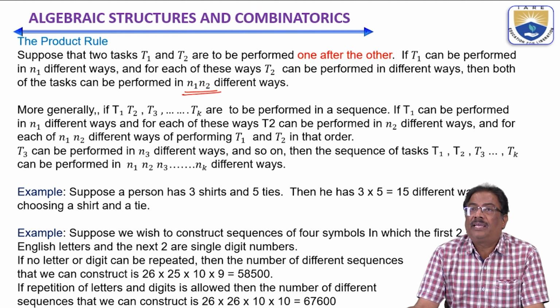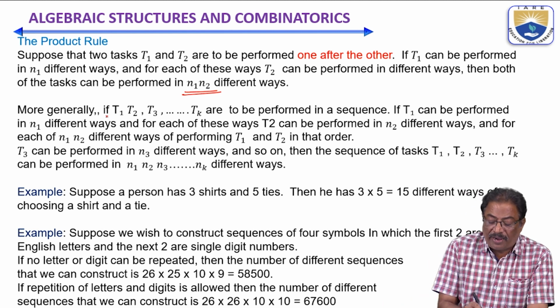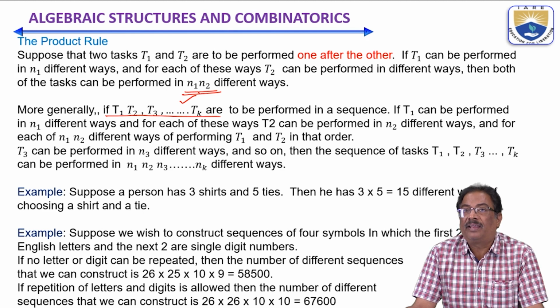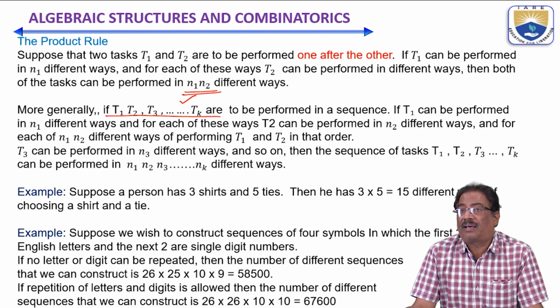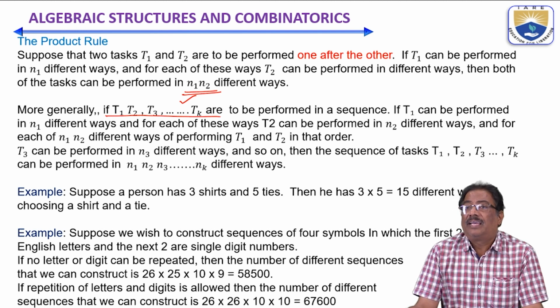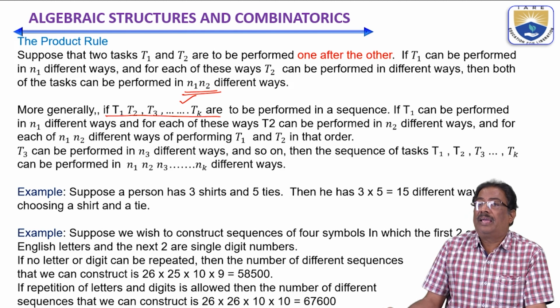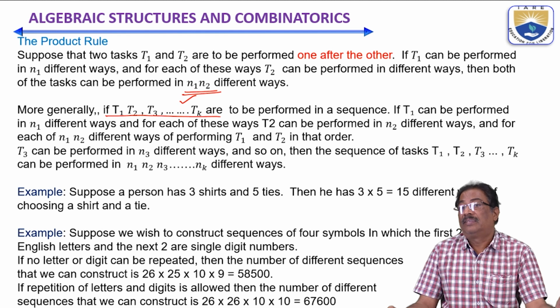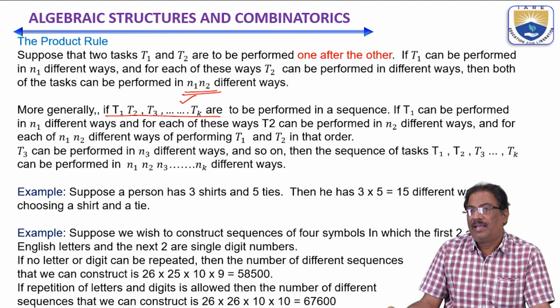And more generally, if there are k tasks, T1, T2 and so on, Tk, where T1 is performed in N1 ways and so on, Tk is performed in Nk ways, then performing the tasks one after the other can be done in N1 into N2 into N3 and so on up to Nk ways. So we are going to multiply all the numbers of ways.